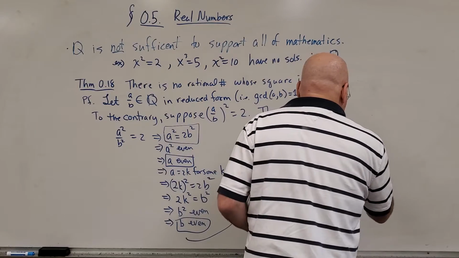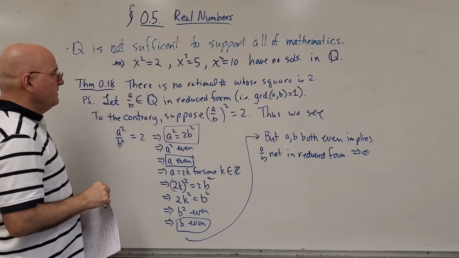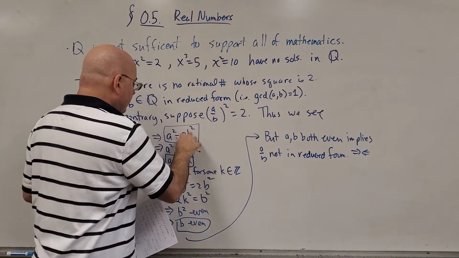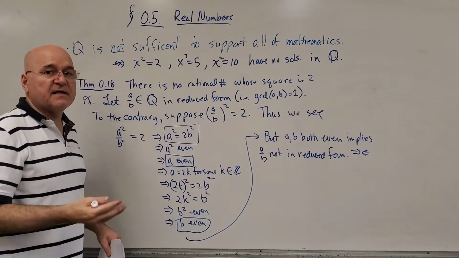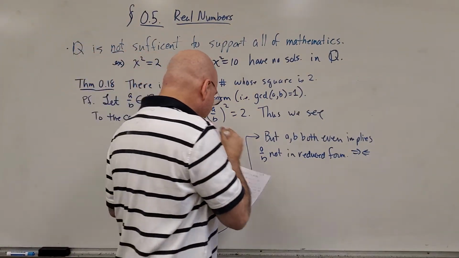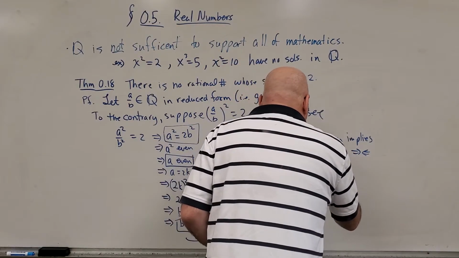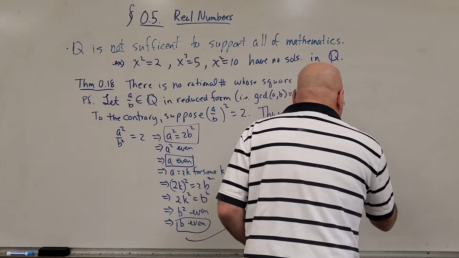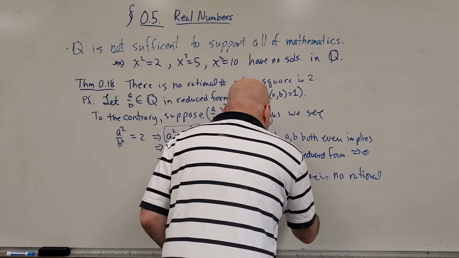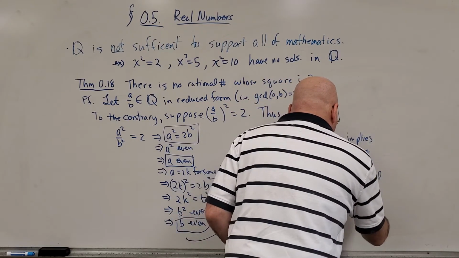That's our contradiction. We started off with A over B in reduced form, and if we assume that A over B squared equals 2, we reach a contradiction that A and B are not in reduced form, like we supposed from the very beginning. Therefore, there is no rational number whose square is 2.